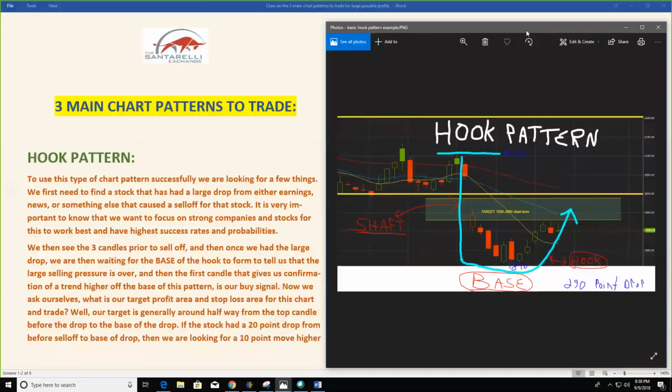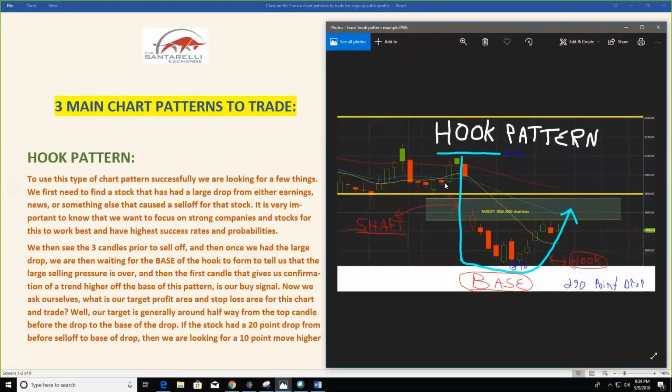Alrighty, so to use this type of chart pattern successfully, we're looking for a few things. First, we need to find a stock that has a large drop, either from earnings, news, or something else that may have caused a sell-off for that stock. It is very important to know that we want to focus on strong companies and stocks for this to work out best, and that we have the highest success rate and highest probability of making a great return.